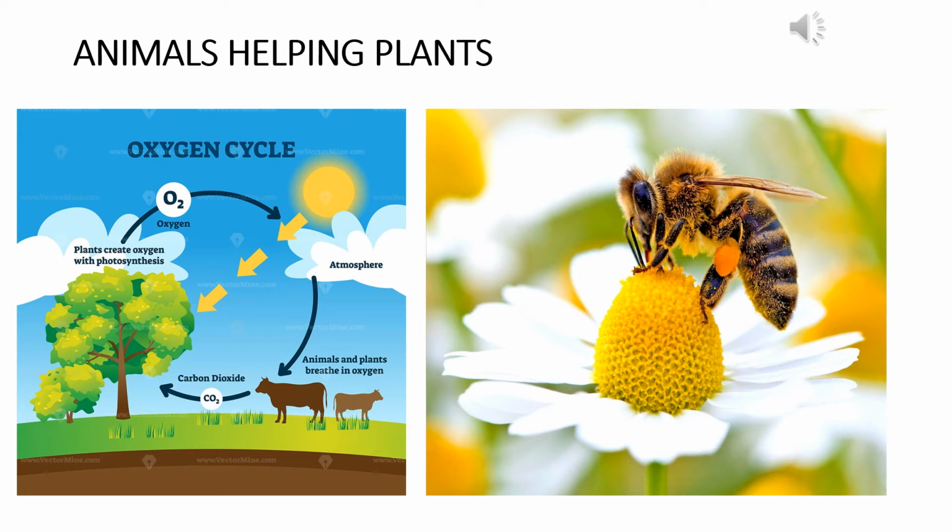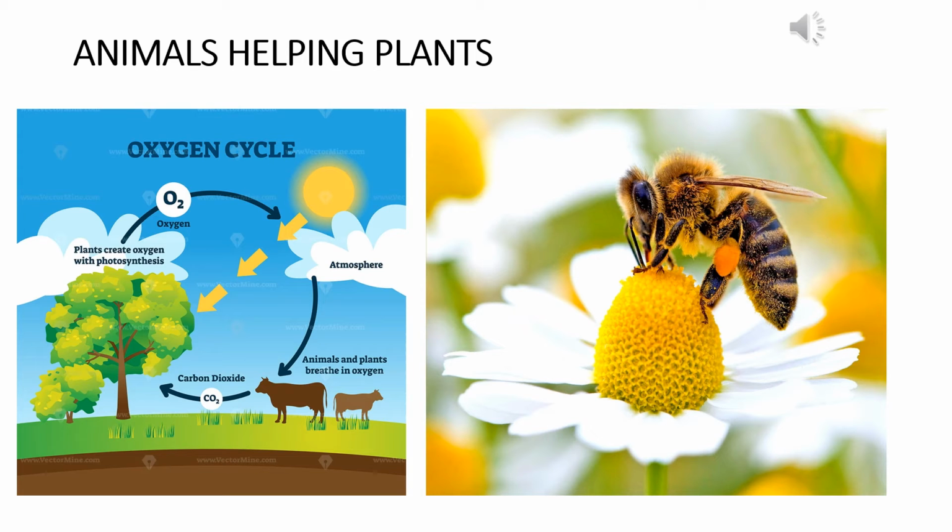Not only are the plants helping animals, but plants are also being helped by the animals. During the photosynthesis process, the very important gaseous component that is needed by the plants is carbon dioxide. And the majority of carbon dioxide produced in the atmosphere comes from the respiration done by all the animals.